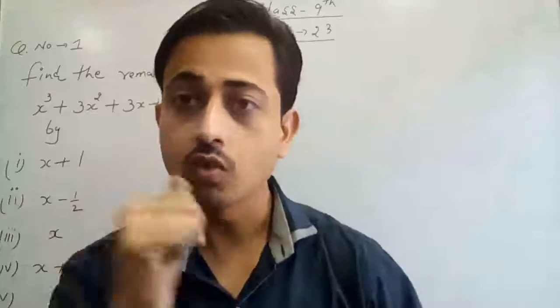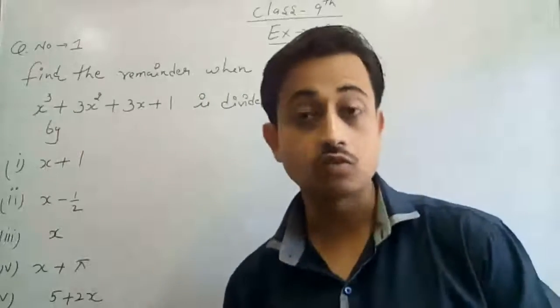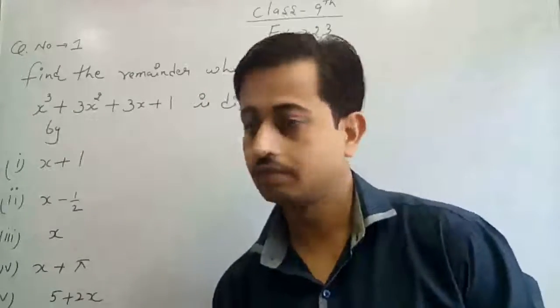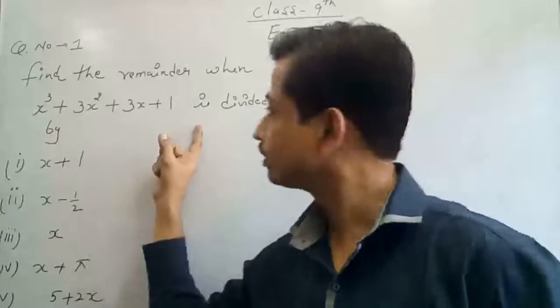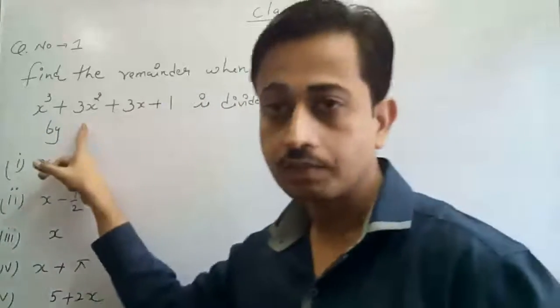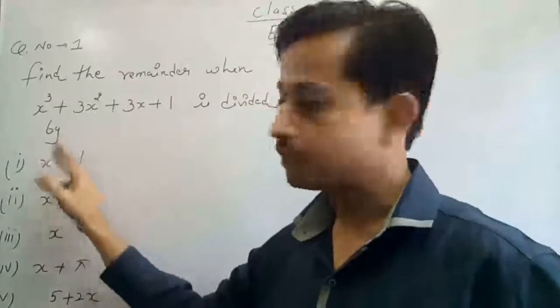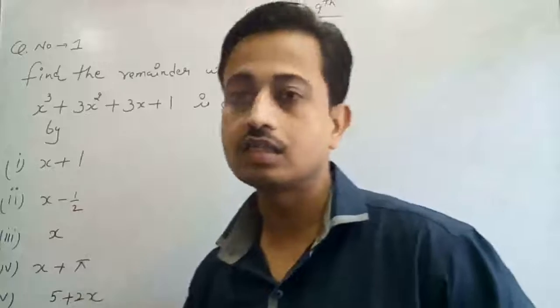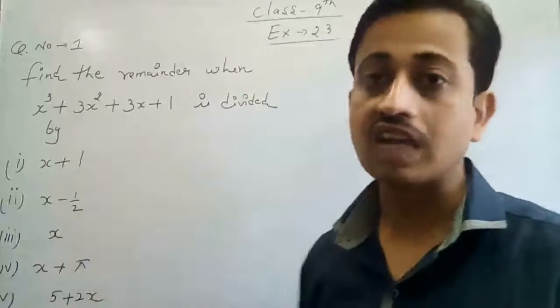Our first question is what? Please read the statement. Find the remainder. It means we have to find out the remainder when this polynomial is divided by, it has 5 parts. First part, if we divide by x plus 1, second part, if we divide by x minus 2, and so on. These 5 parts we have to do.